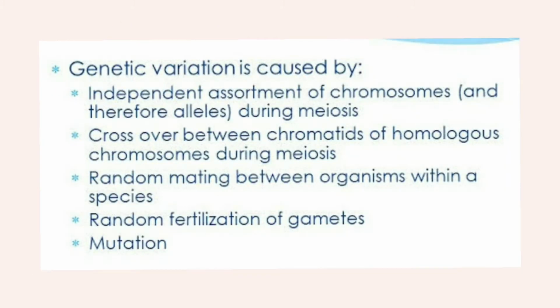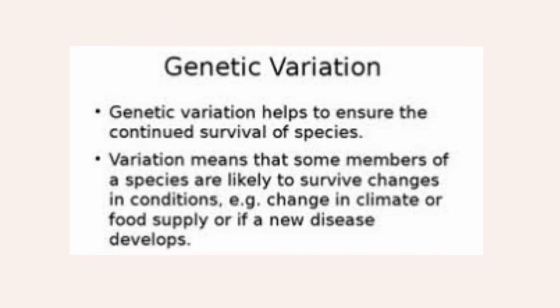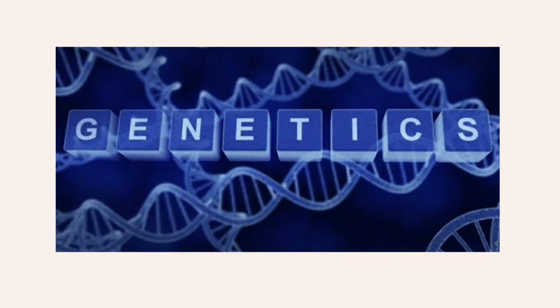Genetic variation is caused by mutation, random mating between organisms, random fertilization, or by crossing over. Of these, the first three factors reshuffle genes within a population, giving the offspring a combination which differs from parents. Variation allows some individuals within a population to adapt to the changing environment. Some new genes increase the organism's ability to survive and reproduce. Therefore, genetic variation is advantageous.